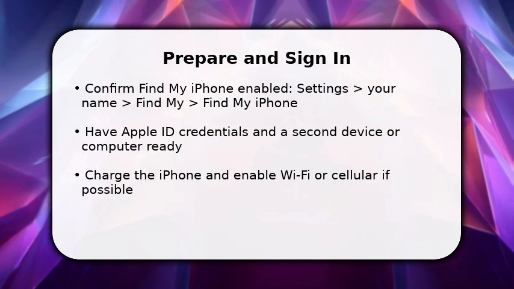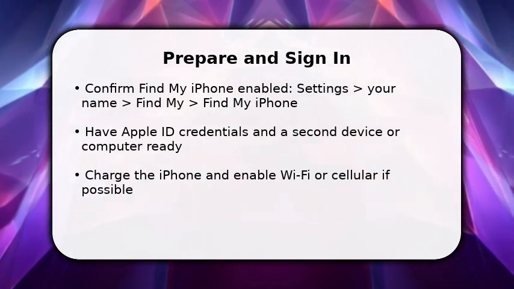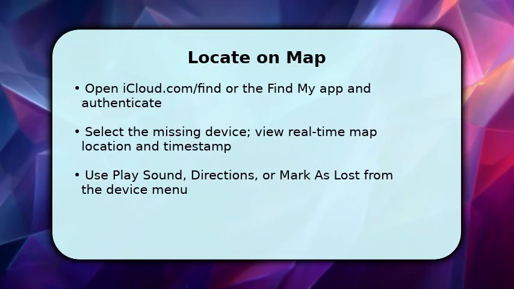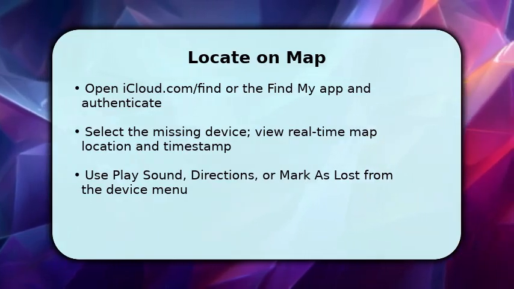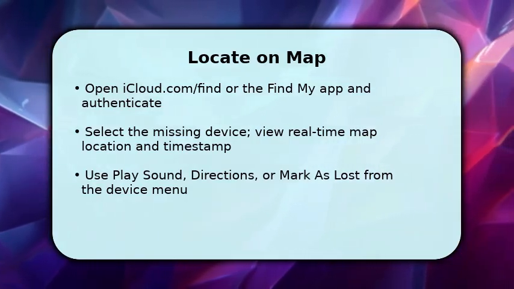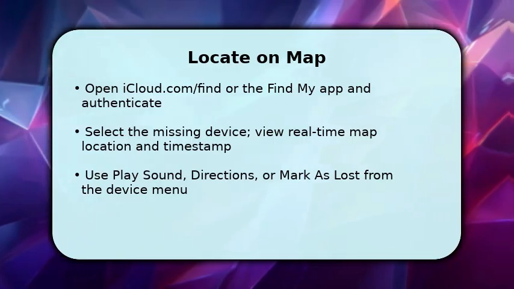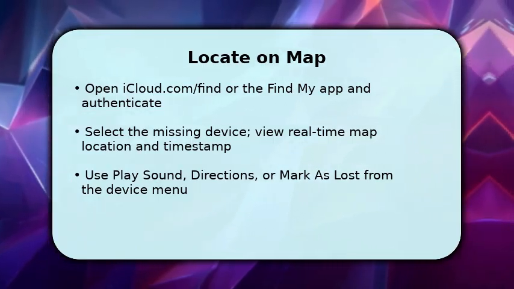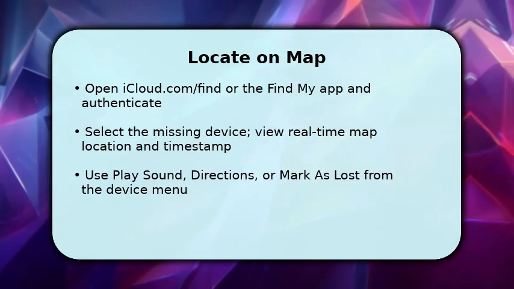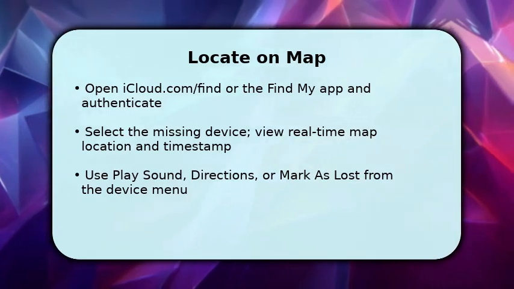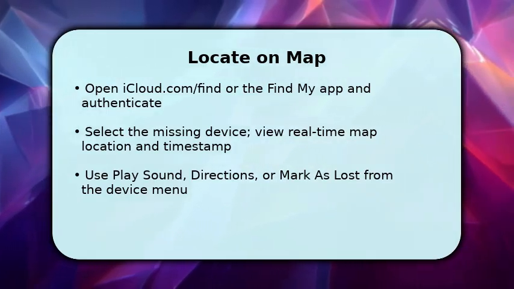Now proceed to locate the device using the Find My interface. You authenticate and immediately pick the missing iPhone from the device list. This loads its last reported position on the map. If the device is online, you'll see a live location with a timestamp. If offline, you'll see the last known location and an offline indicator.